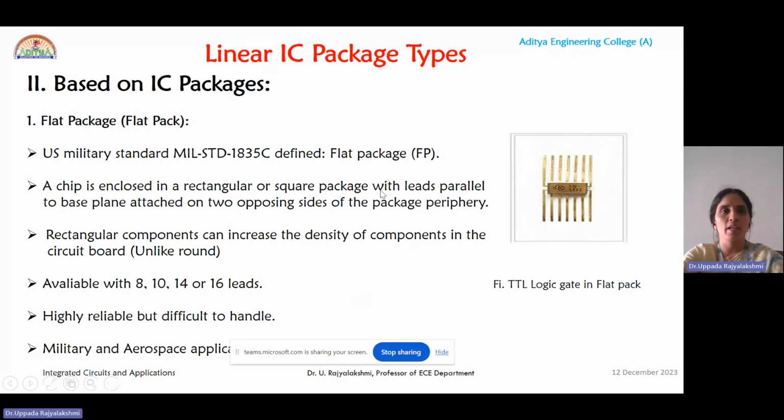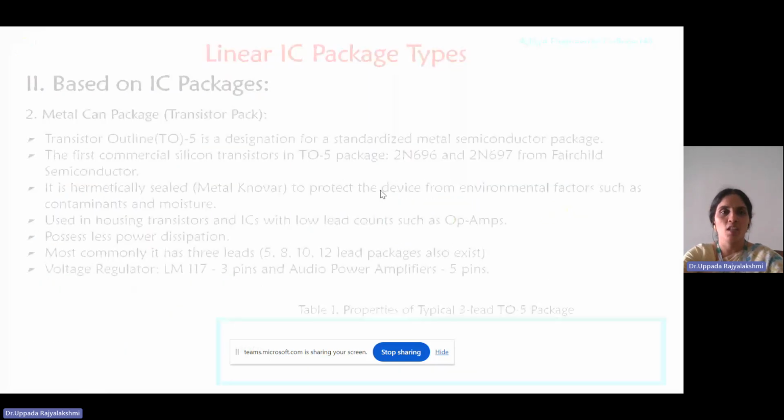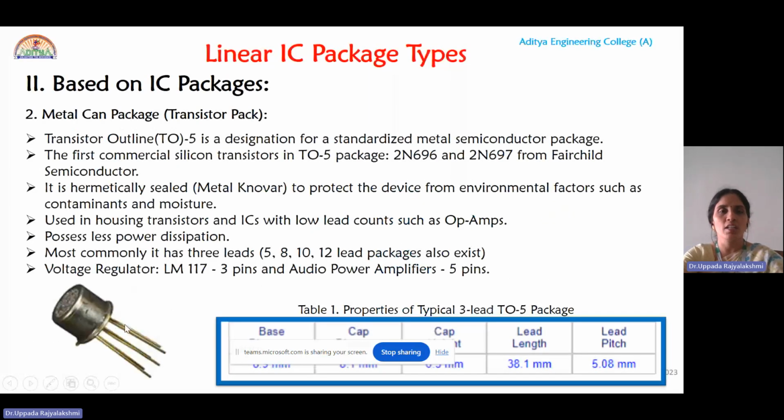The second type of IC package is the metal can package. In the figure you can see the structure of the metal can package. It is also called a transistor package because of its appearance of pins. The designation for this metal can package is Transistor Outline 5, a standard metal semiconductor package. The commercially used silicon transistors for this transistor pack are 2N696 and 2N697, which have been manufactured by Fairchild Semiconductor.